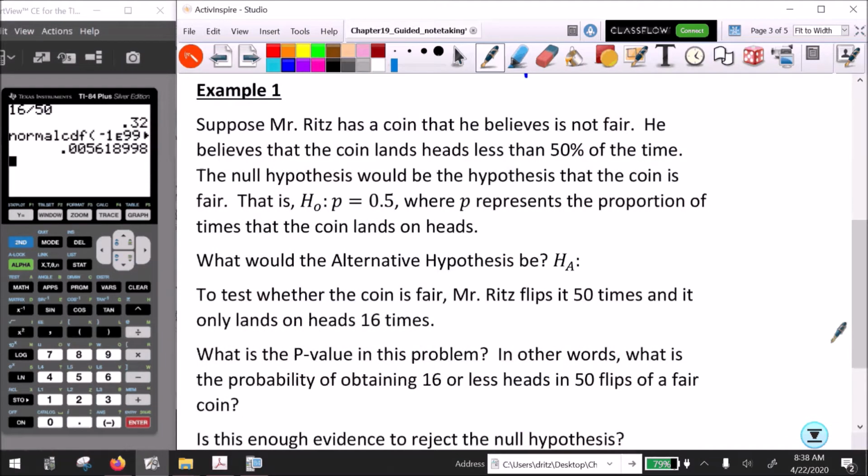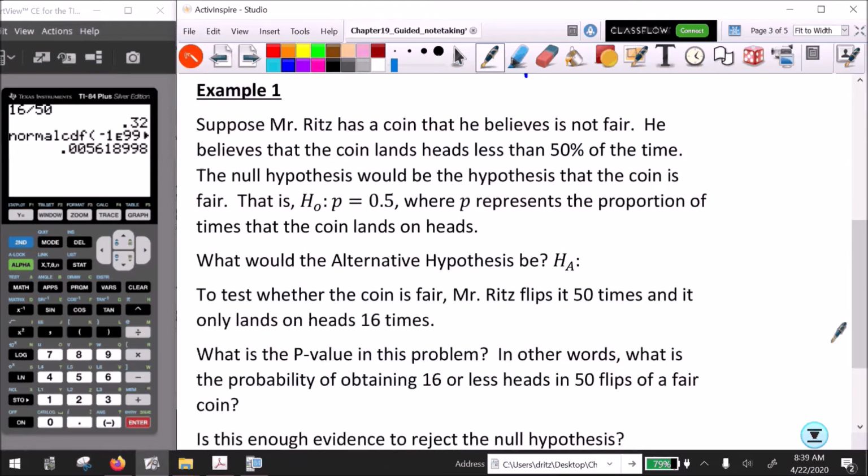Suppose Mr. Ritz has a coin that he believes is not fair. He believes that the coin lands on heads less than 50% of the time. The null hypothesis would be the hypothesis that the coin is fair. That is, H sub 0 is p is equal to 50%, where p represents the proportion of times that the coin lands on heads. What would be the alternative hypothesis then?